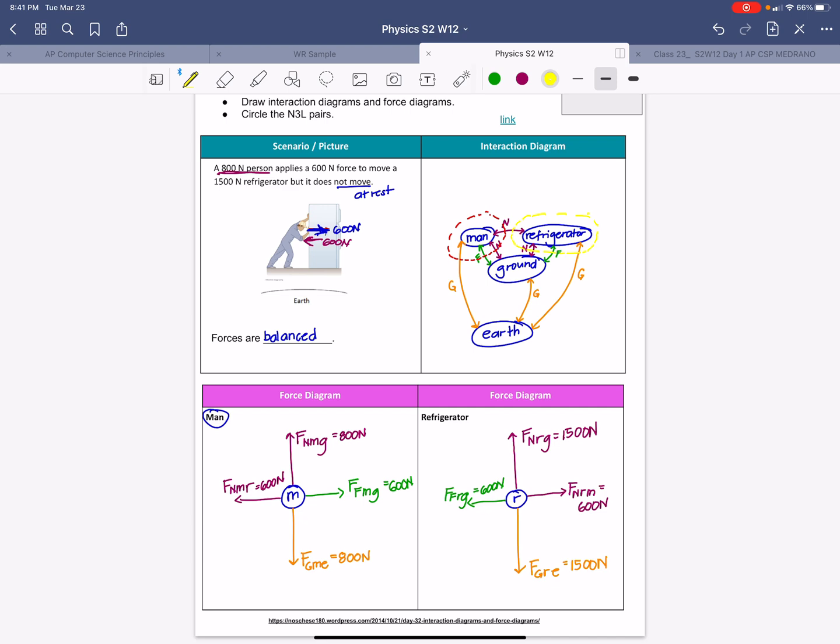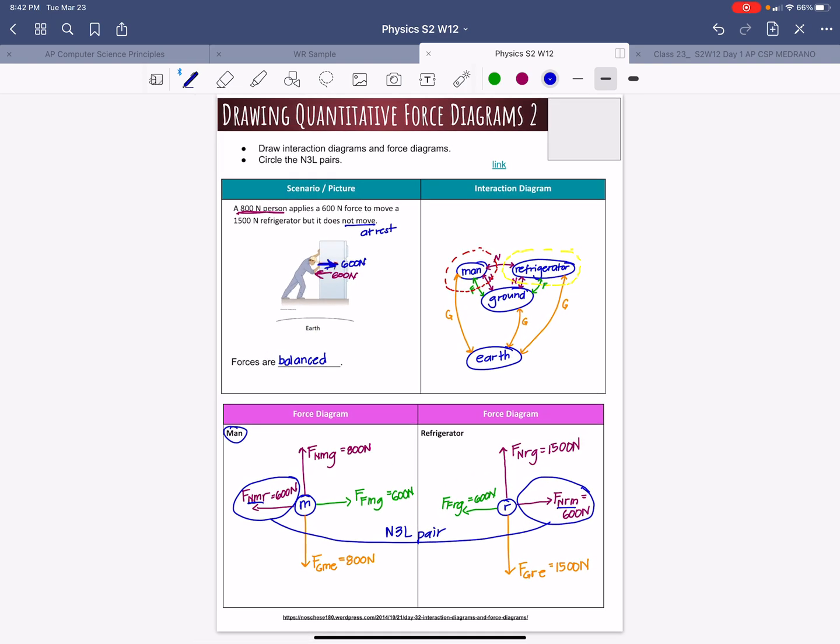All right, and now to identify our Newton's third law pairs. Okay, so we're going to look for the ones with the same feeler-dealer, so we have the same force type. And this is MR, this one is RM. So it's the same players of the feeler-dealer, but it's just switched. So our feeler-dealer positions are switched. So this would be your N3L pair. All right, and so that is it for this problem.